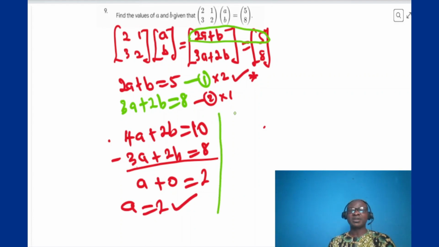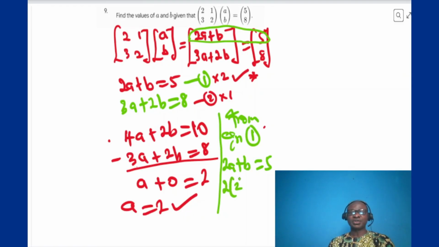So from equation 1, are you with me? Yes, sir. Which says what? 2A plus B is equal to what? 5. Anywhere that is A, I put 2. So that is 2 times 2 plus B equal to 5.